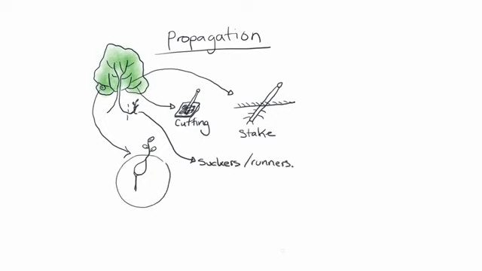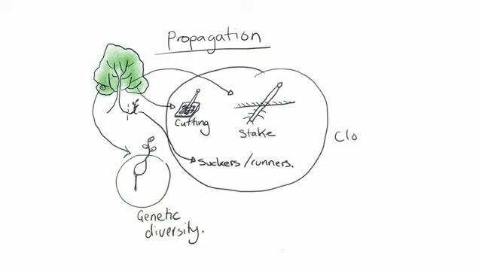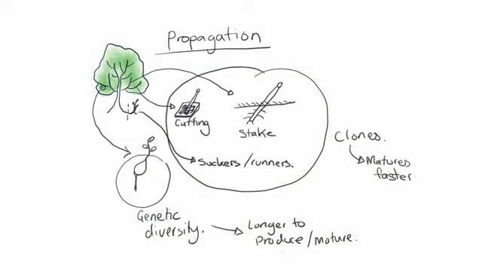When we plant things via seed, we have an increased genetic diversity, and we also increase, therefore, the resilience against diseases. When we propagate our plants via cuttings, stakes, runners, or suckers, we are essentially propagating clones of that original tree, meaning that we don't have any genetic diversity. On the plus side, they reach maturity sooner. However, they don't form true taproots as they would via seed.